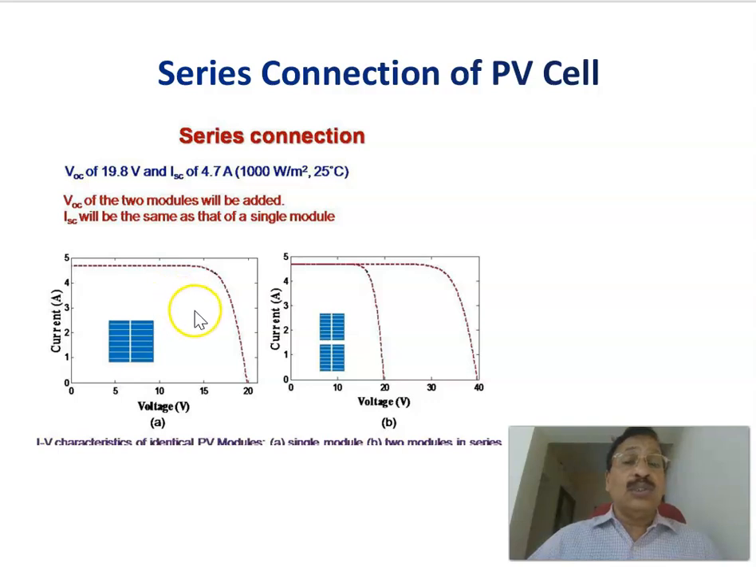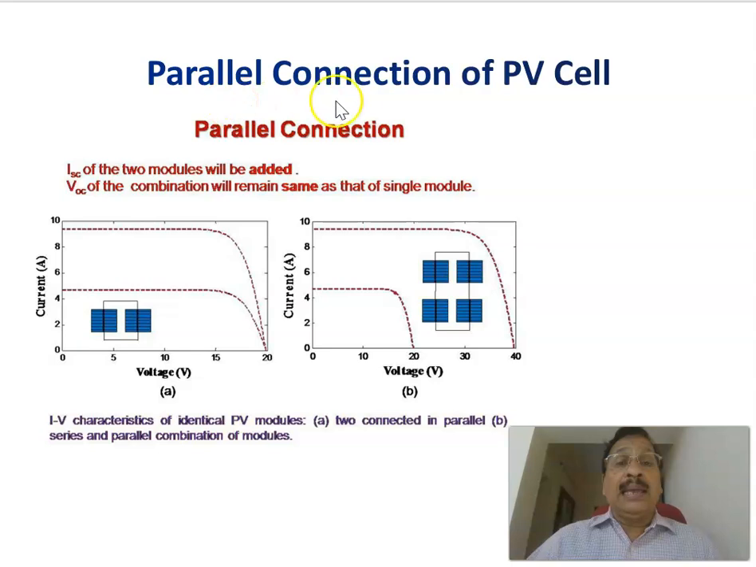Now, if two such cells are connected in series, the current is the same. Current through both cells is the same. That is why the short circuit current does not change, and the open circuit voltage gets added. That is, if two cells are connected, the open circuit voltage becomes 20 plus 20, that is 40. Therefore, this is the IV characteristic of two cells connected in series, each cell having the IV characteristic shown. The short circuit current does not change, but the open circuit voltage gets added, so it increases.